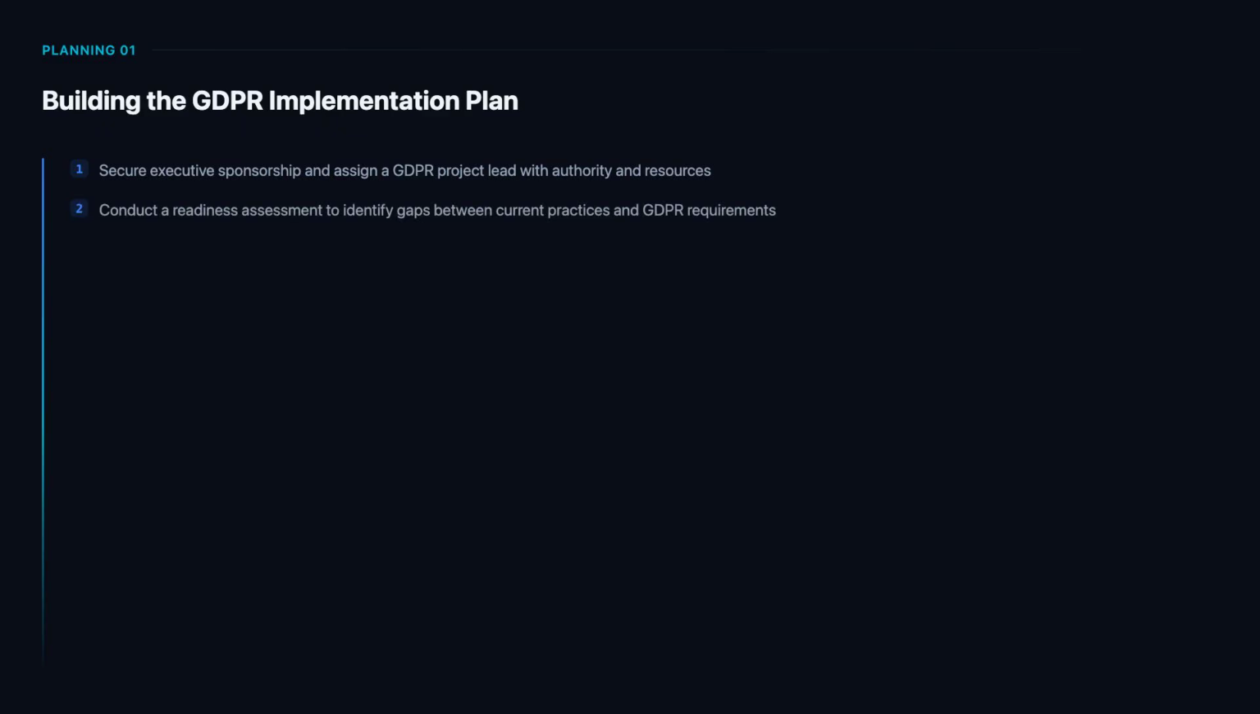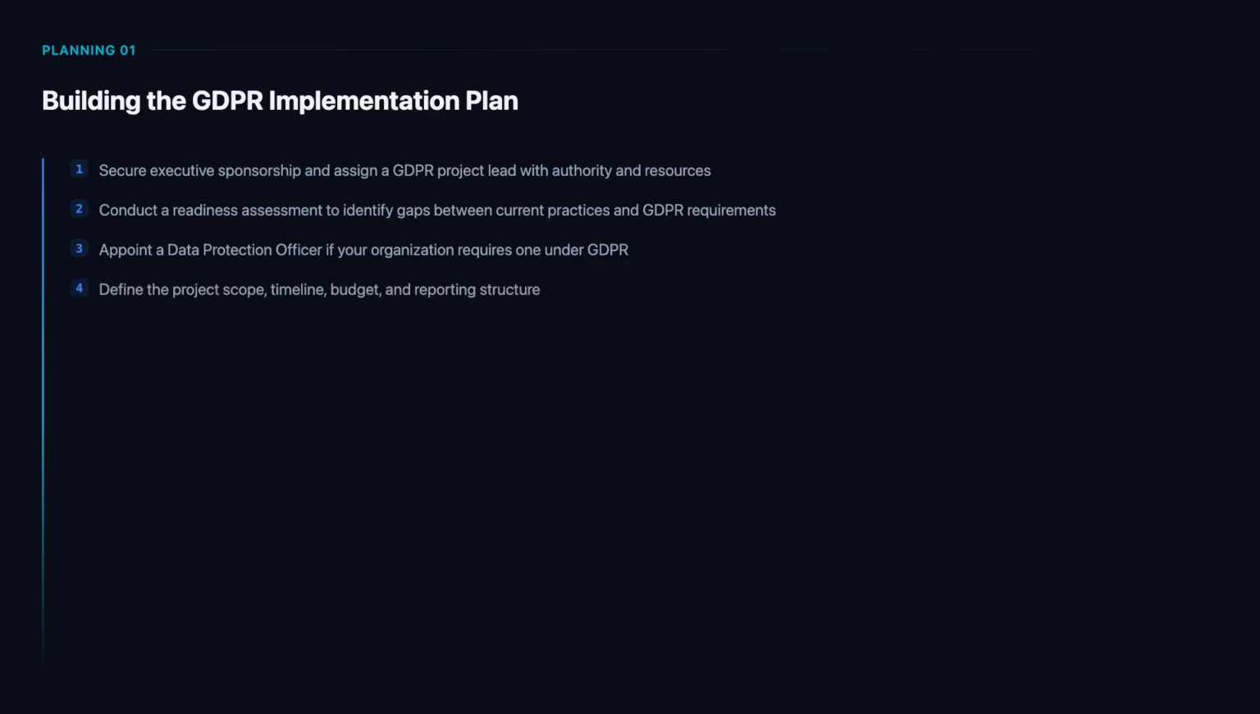Next, conduct a readiness assessment. The course provides a comprehensive template that maps every GDPR requirement to your current practices, identifies gaps, and prioritizes remediation actions based on risk and effort. Appoint a data protection officer if required. GDPR mandates a DPO for public authorities, organizations that conduct large-scale systematic monitoring, and those that process special categories of data at scale. Even if not required, a DPO is a best practice.